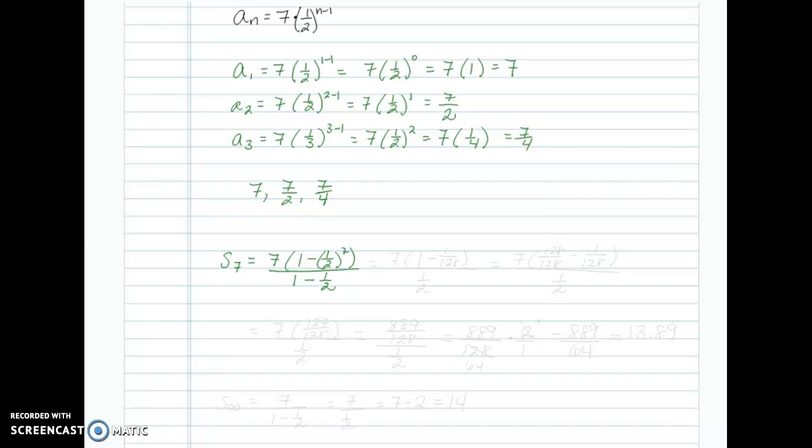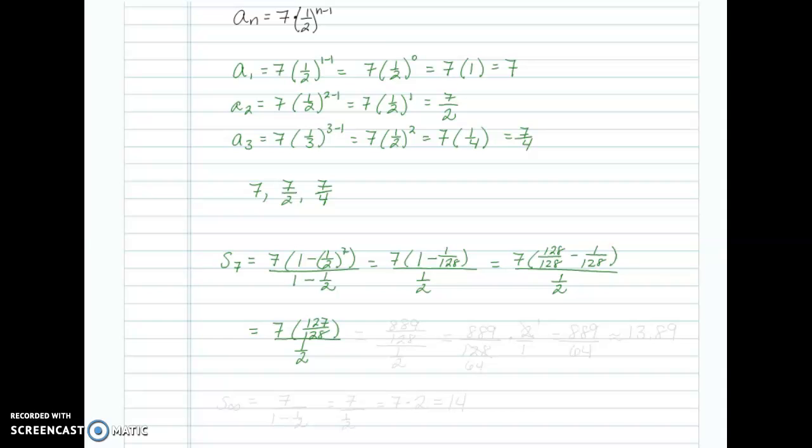All right, so let's simplify this. We need to raise 1/2 to the 7th power first. So our expression is now 7 times 1 minus 1/128, divided by 1 minus 1/2, which is 1/2. Now I'm going to simplify within the parentheses, so I'm subtracting 1 minus 1/128. I'm rewriting 1 as 128/128, so I don't have to even go to my calculator there. I want to keep everything in fraction form as long as possible. 128 minus 1 is 127, so that difference is 127/128.